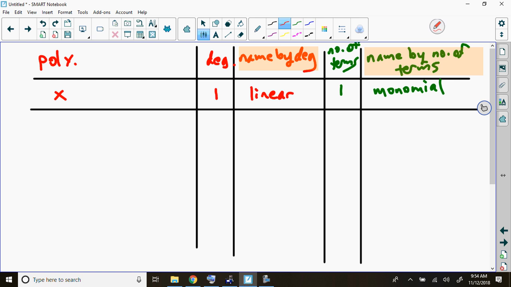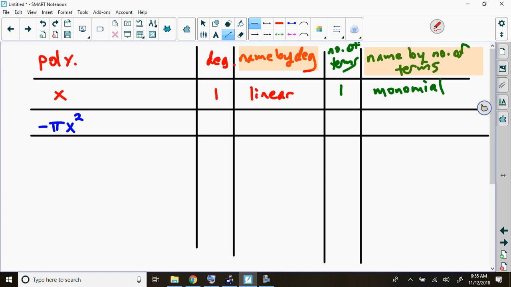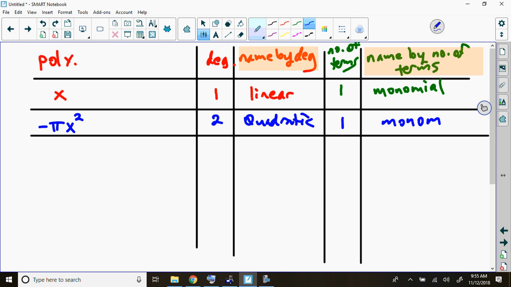Let's look at another one. Let's look at something like negative pi x squared. And that's it, negative pi x squared. So what's the degree of that one? The degree is 2. And the name, because the degree is 2, is what we studied all chapter 4: quadratic. How many terms does that have? Terms are separated by the operator of addition. There's one term. And this is still a monomial.